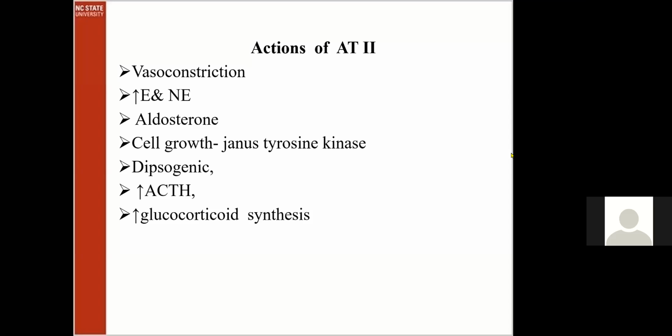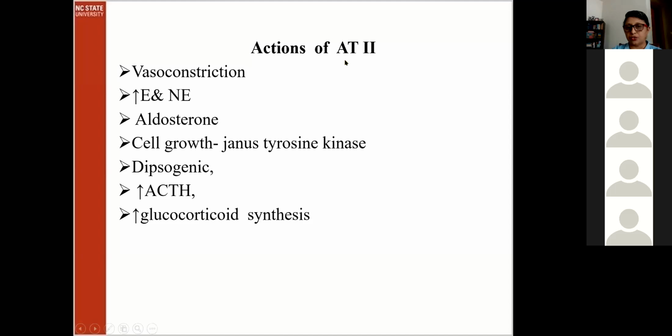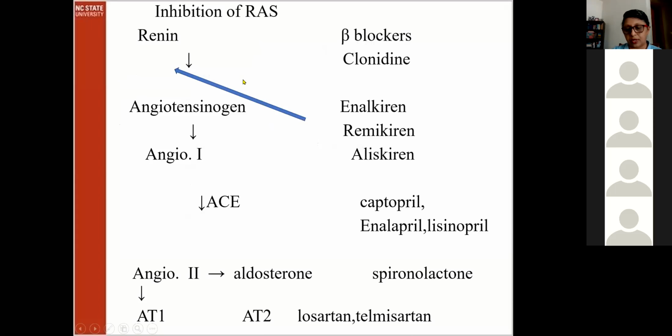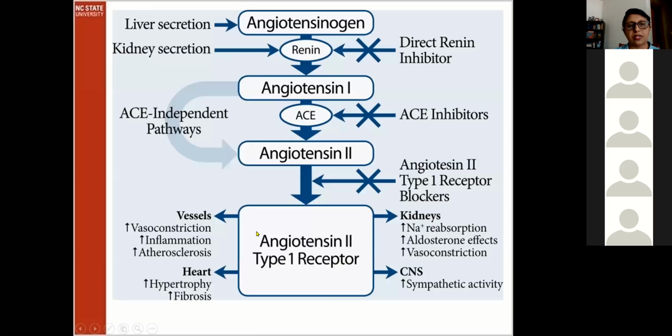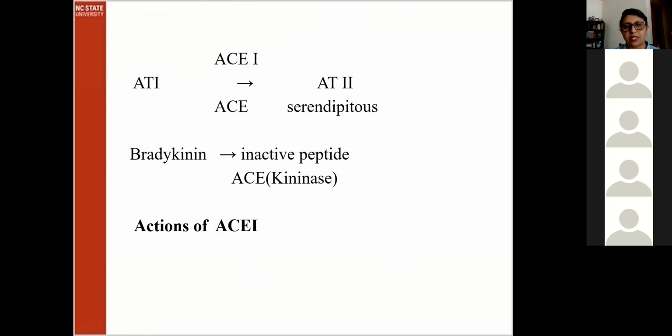Inhibit cell growth. Yes, inhibit the cell growth, that is inhibiting the remodeling. So if you study the actions of angiotensin 2, then it is easy to write all the actions of ACE inhibitor. ACE inhibitor causes vasodilatation, decreases epinephrine and norepinephrine secretion, decreases aldosterone synthesis, decreases cell growth, decreases dipsogenic effect, decreases ACTH, decreases glucocorticoid synthesis. So understood? That is the actions of ACE inhibitor.